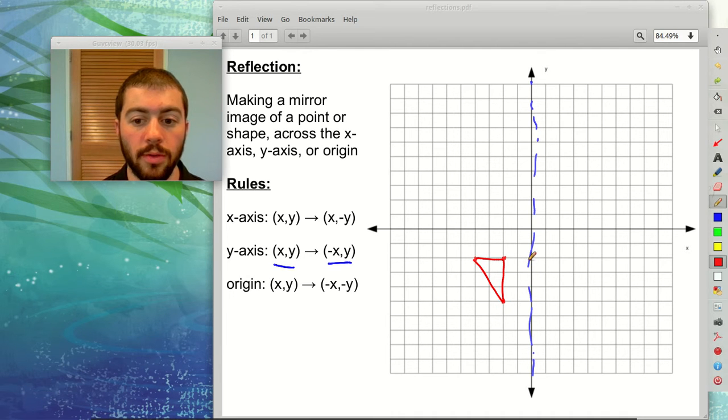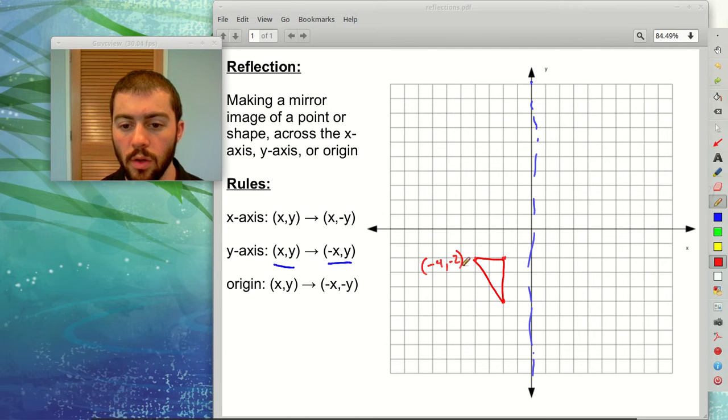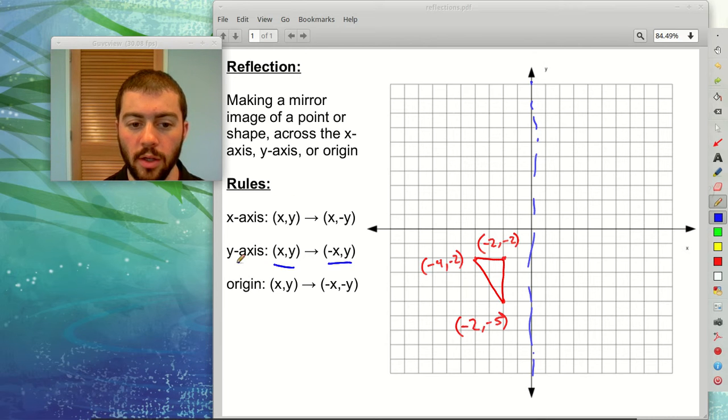And if we want to reflect this in the y-axis, we're going to apply the same steps as the x-axis reflections, except now we're using the rule for the y-axis and negating the x-coordinate instead of the y-coordinate. So we could take the coordinates for all of our points. Here we have -4, -2. Here we have, I'll draw this up here, -2, -2. And then down here we have -2, -5.